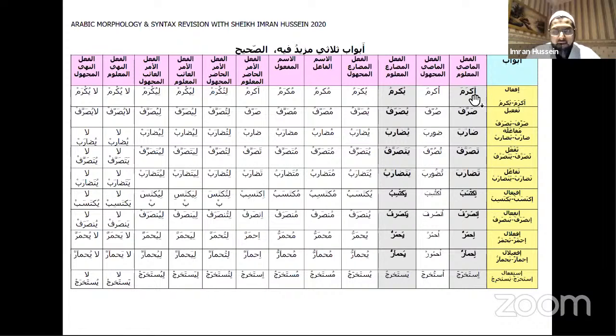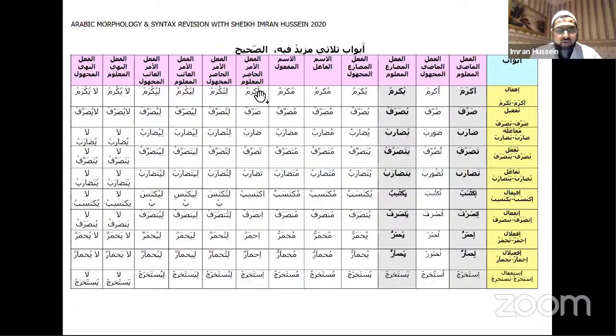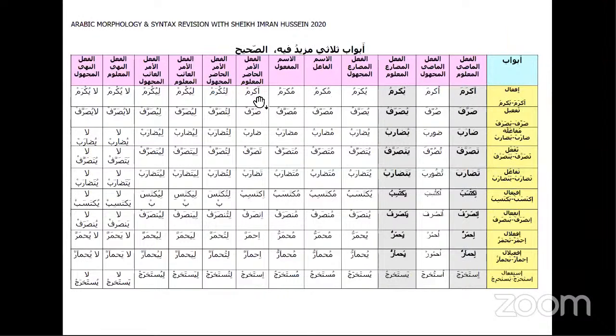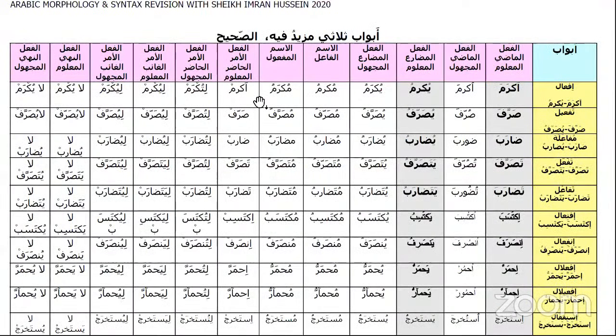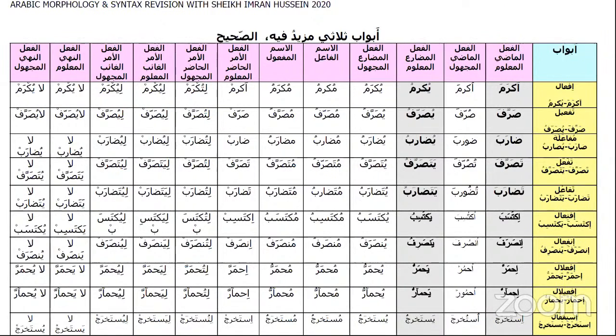So, akrama, this is a 4-letter verb, and we have the alif in the beginning. Akrama yukrimu, the imperative is akrim. And the next one, again, these are different patterns for the additional verbs. You have a 4-letter verb, 5-letter verb, and so forth. The next verb, the 4-letter verb, has a shadda on the middle letter.